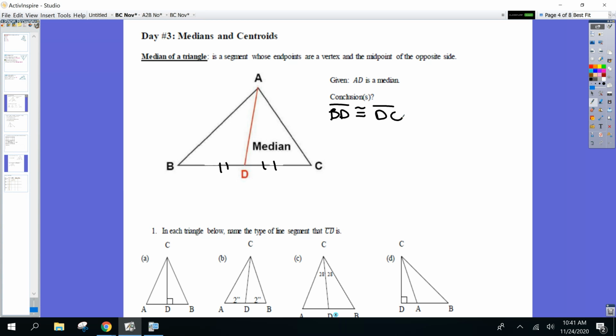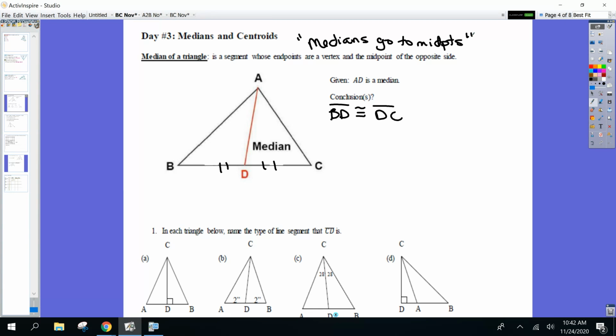All right? I always give kids a saying every year to remember a median. Medians go to midpoints. If you want to remember that and use it, feel free. Medians go to midpoints. But remember, they must start at a vertex. They have to start at one of the three vertices of the triangle.